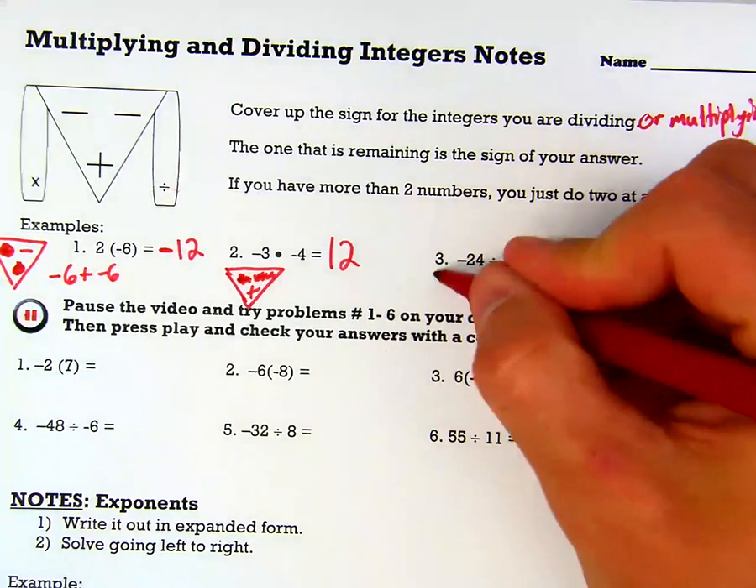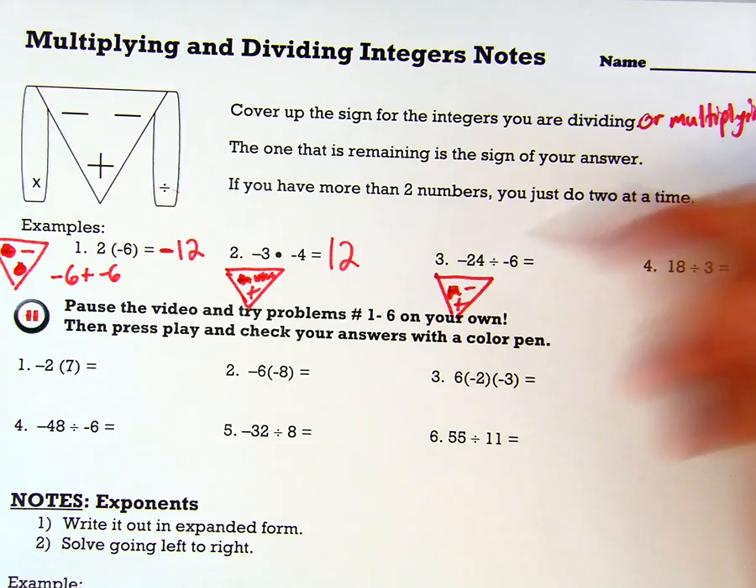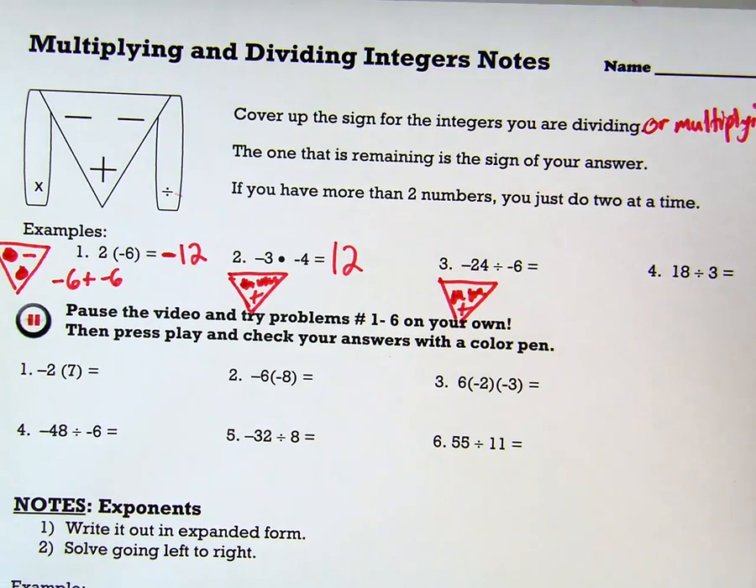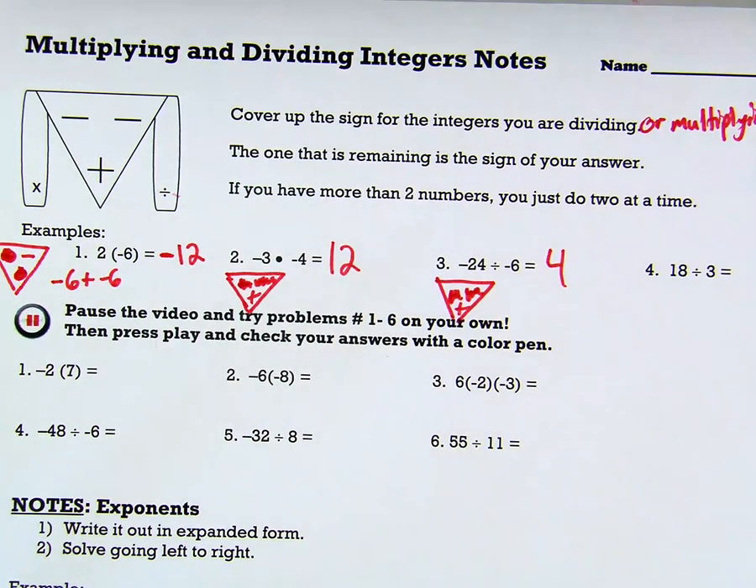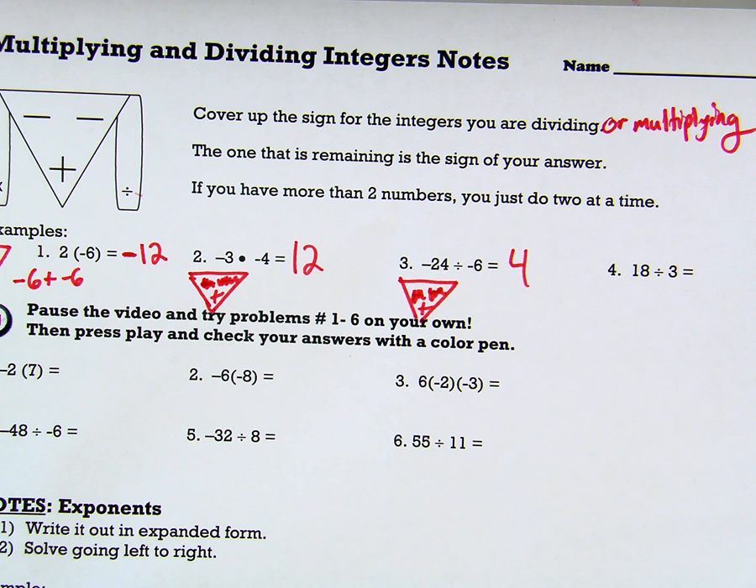Number 3. Triangle. Negative 24 divided by negative 6, so get rid of 2 negatives, leaving a positive. That's what I know my answer is going to be. 24 divided by 6 is 4. And there's my answer. And then I have number 4, 18 divided by 3.